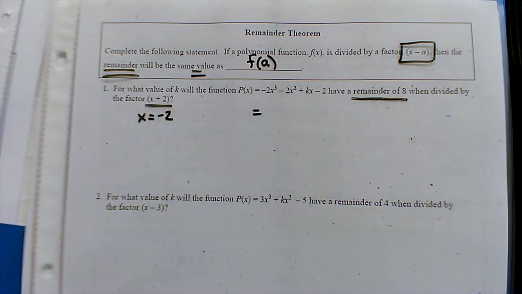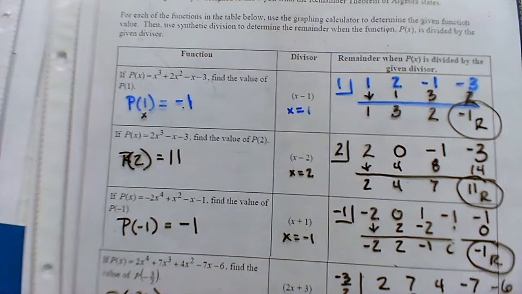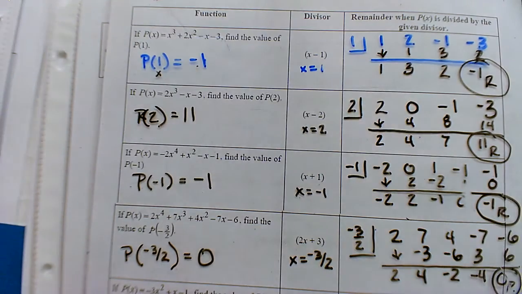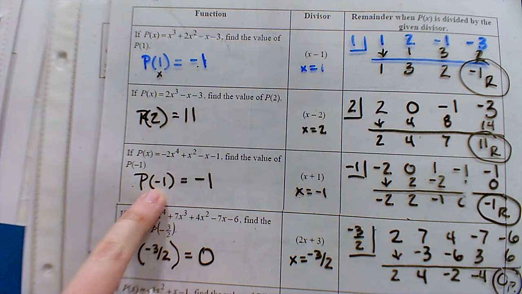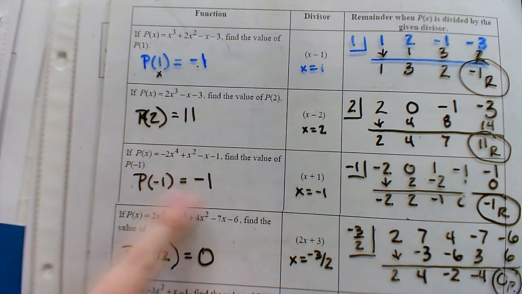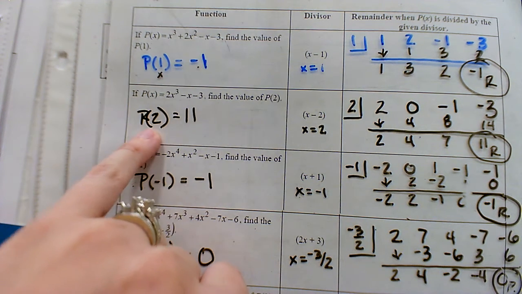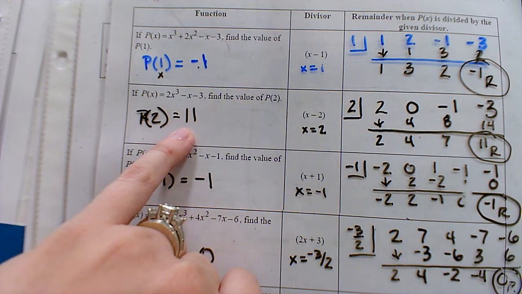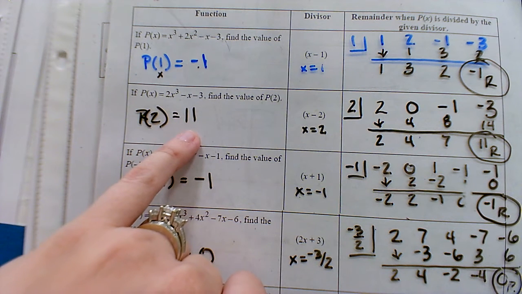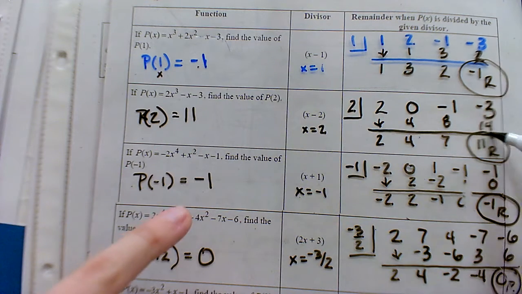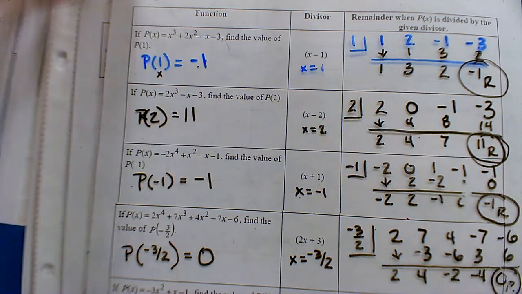Maybe you got to flip back to the other page, when we did that whole chart. If we plugged in -1, well, maybe that's a bad example because we get the same thing out. We'll try the next one. If you plug in 2, you get out 11. What did that 11 represent? 11 was, yeah, the remainder from the division process.